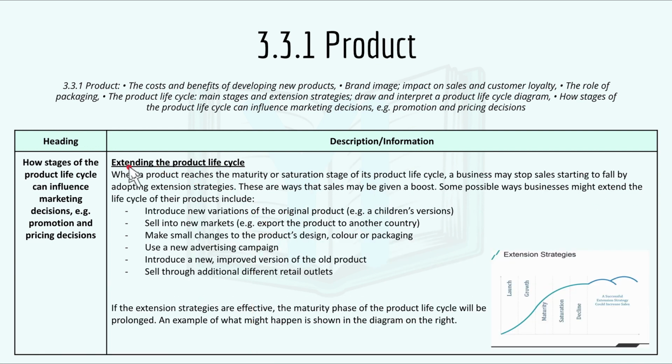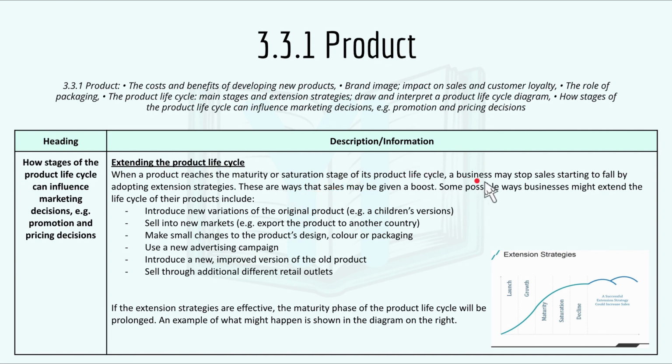And here's extending the product life cycle. When the product reaches the maturity or saturation stage, a business may stop sales from starting to fall by adopting extension strategies. These are ways that sales may be given a boost.